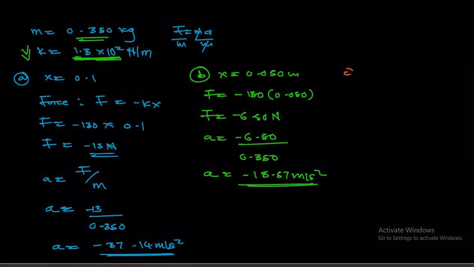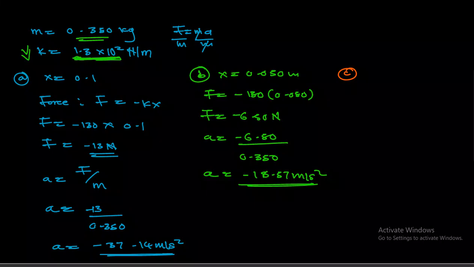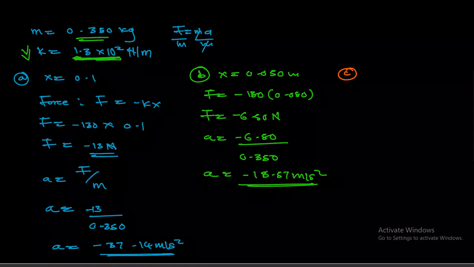What do we have next? What about at x is equal to 0? Guys, when x is equal to 0, it means this spring is at its equilibrium position, meaning we haven't yet stretched it or compressed it. That means no force is applied. So we are not going to have any displacement, any force or any acceleration. Even before we solve it, we can see that.